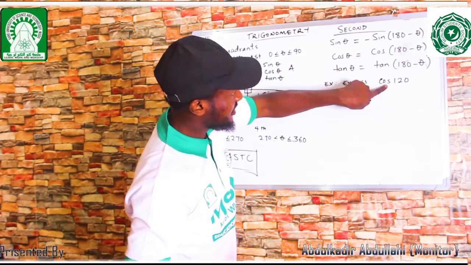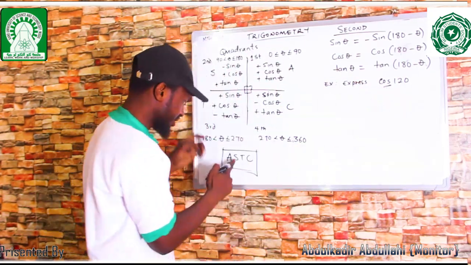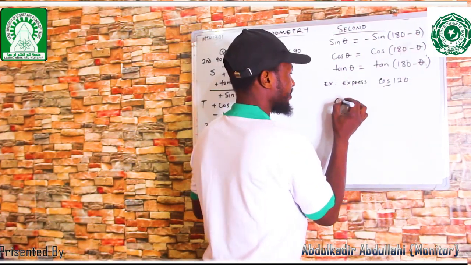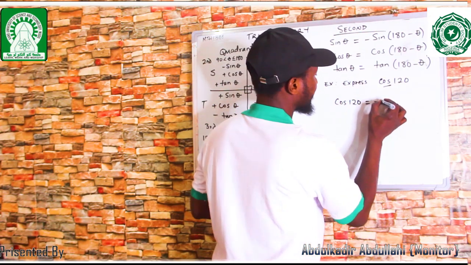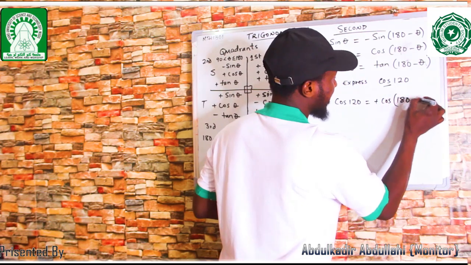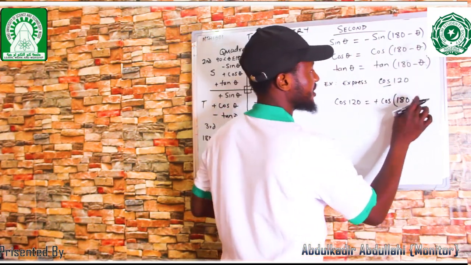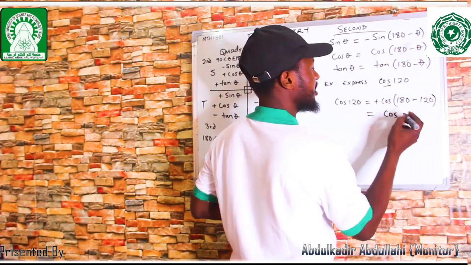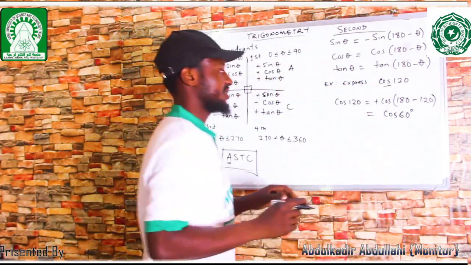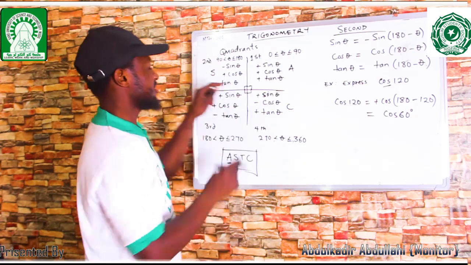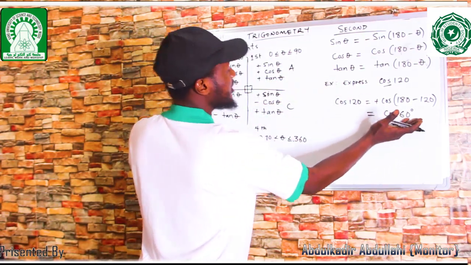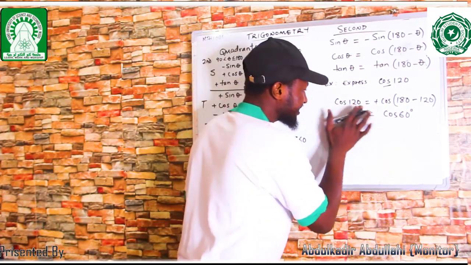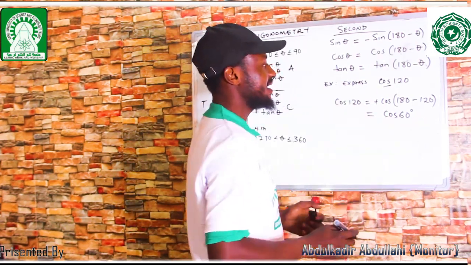And what next? The ratio given is cos. In the second quadrant, what is cos? Is cos negative? No. Cos is positive. So I will use this. This implies cos 120 is equal to positive cos 180 minus theta, and theta here is 120. Just subtract: cos 180 minus 120, which is equal to 60 degrees. So you see now, from 120, which is in the second quadrant, I wrote it in terms of its first quadrant, which is 60 degrees. This simply means that cos 120 is the same thing as cos 60 degrees.